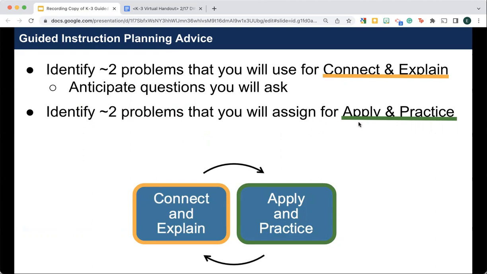And if you have a little more time as you plan, really think about what questions you'll ask during connect and explain. Because remember, again, we ideally don't want to model. We want to make it a back and forth. So if I look at the problem that I'm planning to use for connect and explain, I could think to myself, what questions could I ask students that would help them to walk through and uncover their new knowledge? If I'm stuck and I really truly need to model, I could think to myself, how will I model in a way that is succinct and clear for my students?